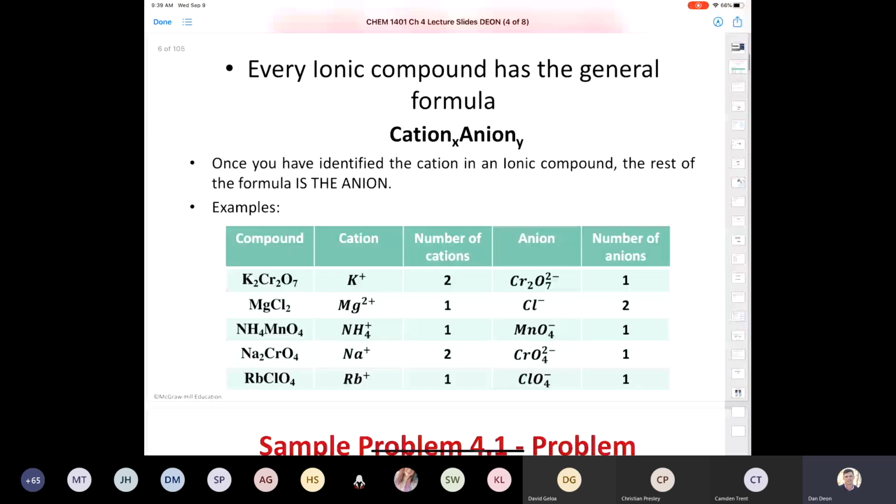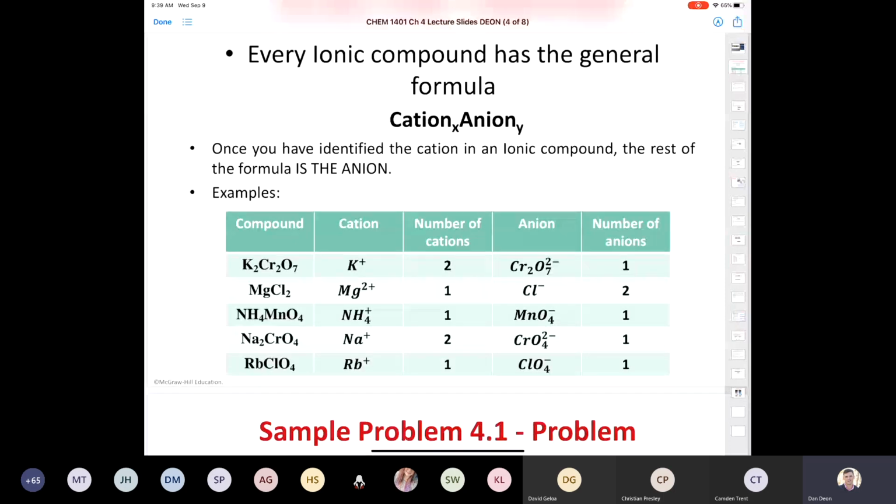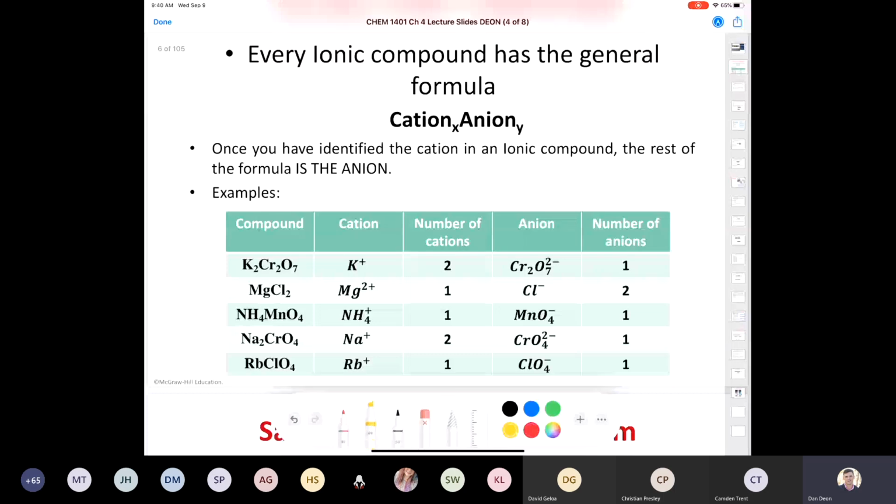Now, every ionic compound that we've ever named, sodium chloride, potassium iodide, calcium bromide, whatever, they always have the same generic formula, right? We always start with the cation, okay? Then we put the anion, right? Suffix has -ide, I-D-E. Well, not for all of them, but for a lot of them. Once you have identified the cation in an ionic compound, the rest of the formula is the anion.